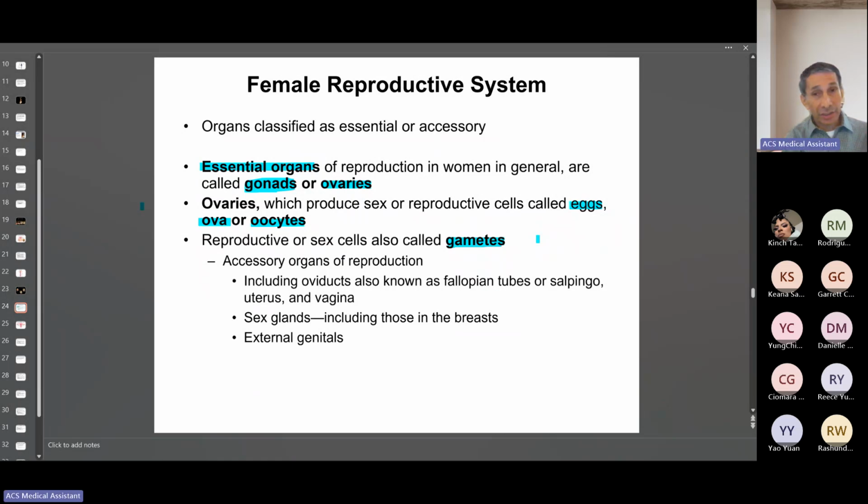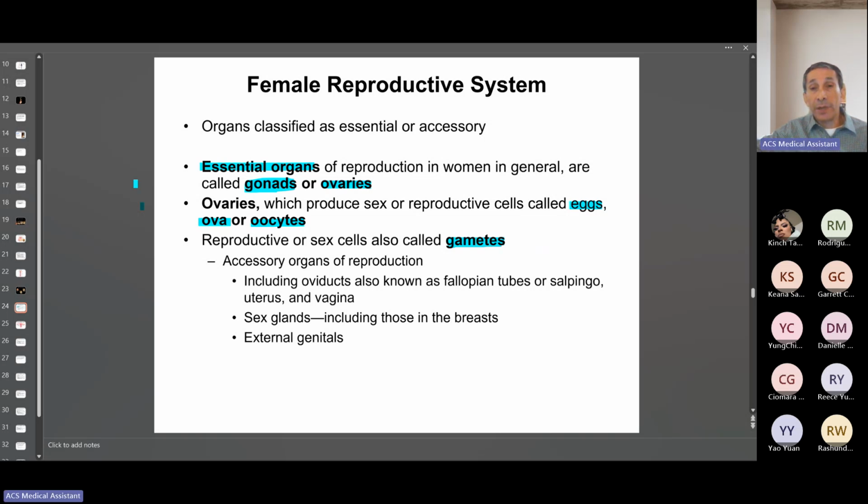Now, fortunately, for the exam, you're not going to be asked about this. You're going to be asked, well, where are eggs or ova produced? Ovaries. That's it. You're not going to be asked about gonads. You're not going to be asked about gametes. So that's basically what you need to understand. So these will be the essential female organs. Just remember ovaries. But if you see gonads, this is in general for males and females, essential organs.